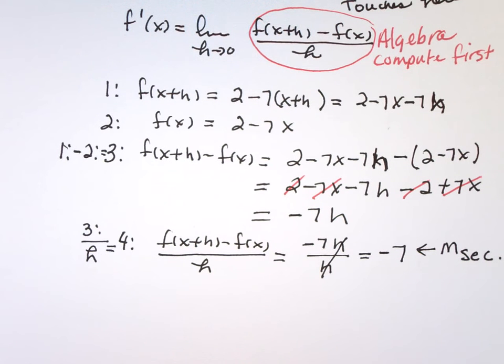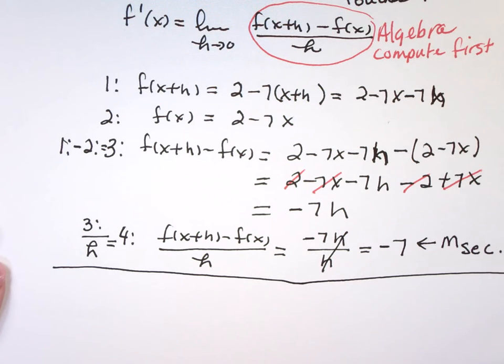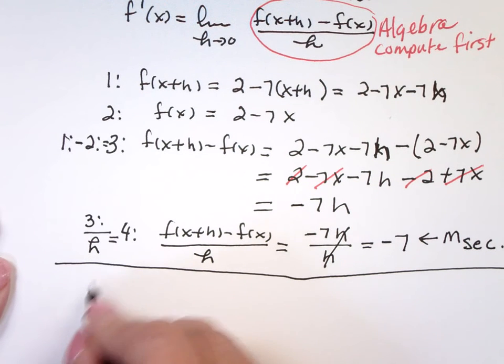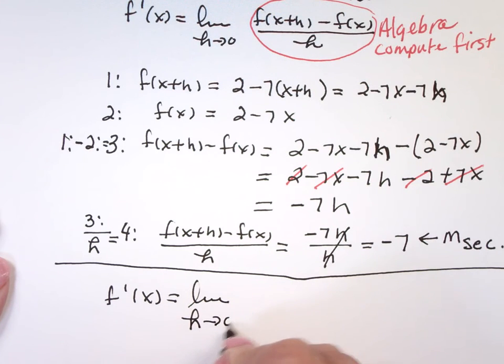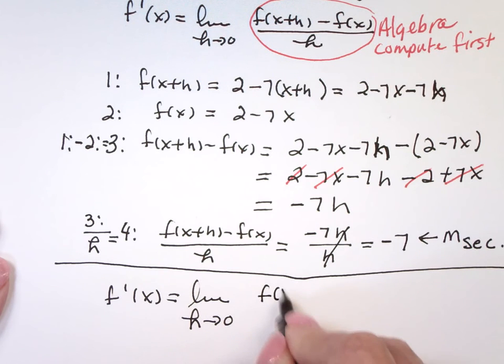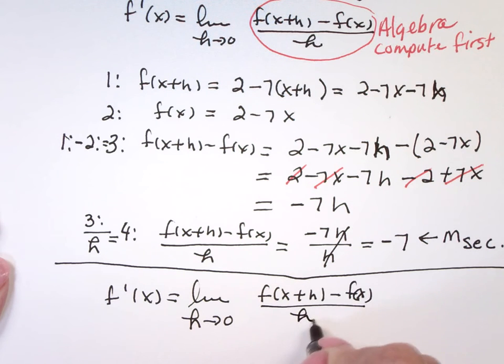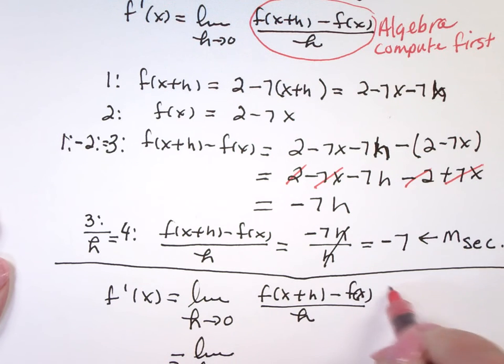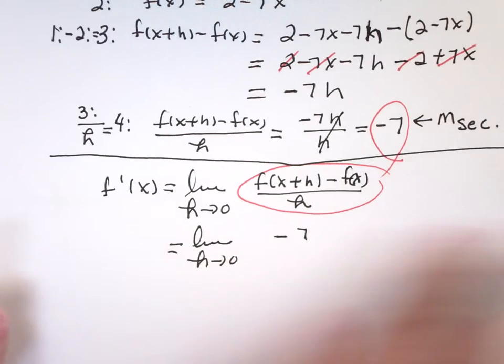Now what you have to remember is what I'm dealing with is a straight line. So I've done the algebra part. f prime of x equals the limit as h goes to 0 of f of x plus h minus f of x all over h, which is the limit as h goes to 0. This whole thing gets replaced by negative 7. That was the calculation.